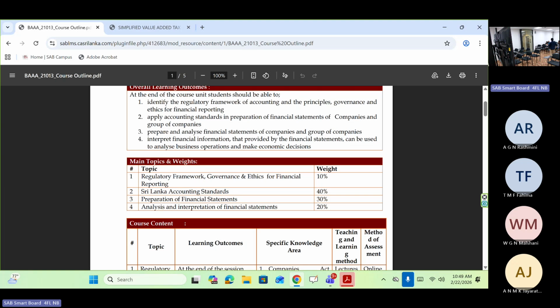Assets. Why? It will create future economic benefit. Are you getting it? To that extent, you need to be very sharp.